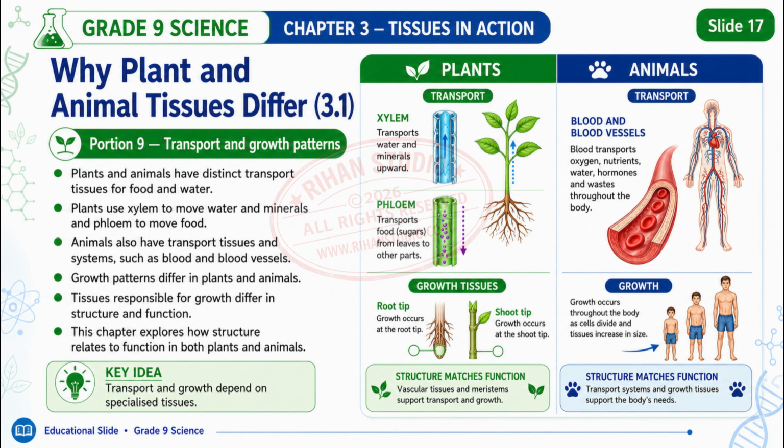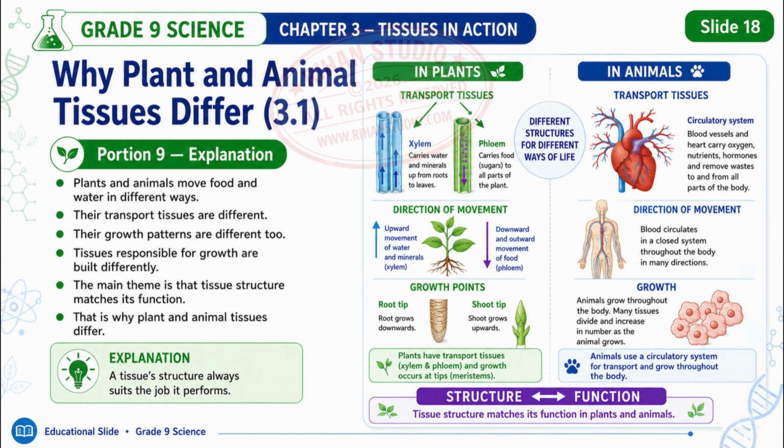Transport and growth patterns. Plants and animals have distinct tissues for transporting food and water. Their growth patterns also differ because the tissues responsible for growth differ in structure and function. This chapter explores how the structure of plant and animal tissues relates to their functions.